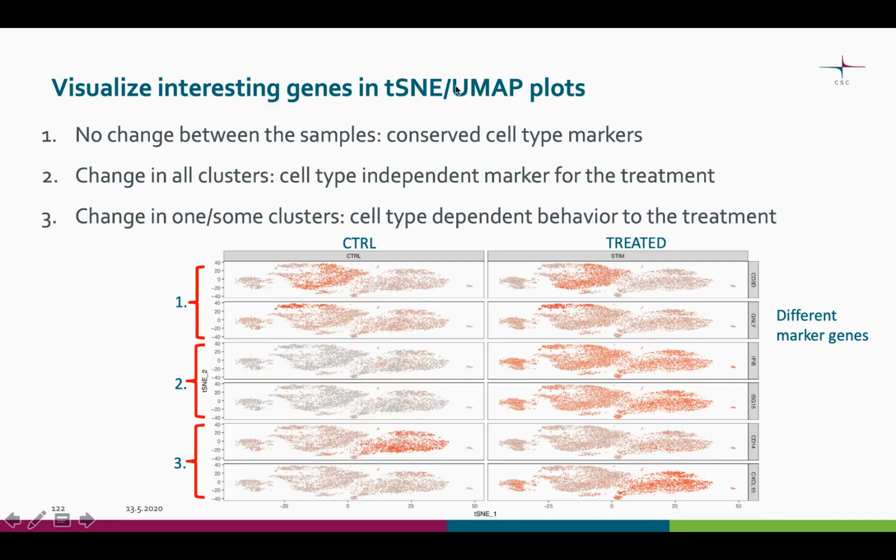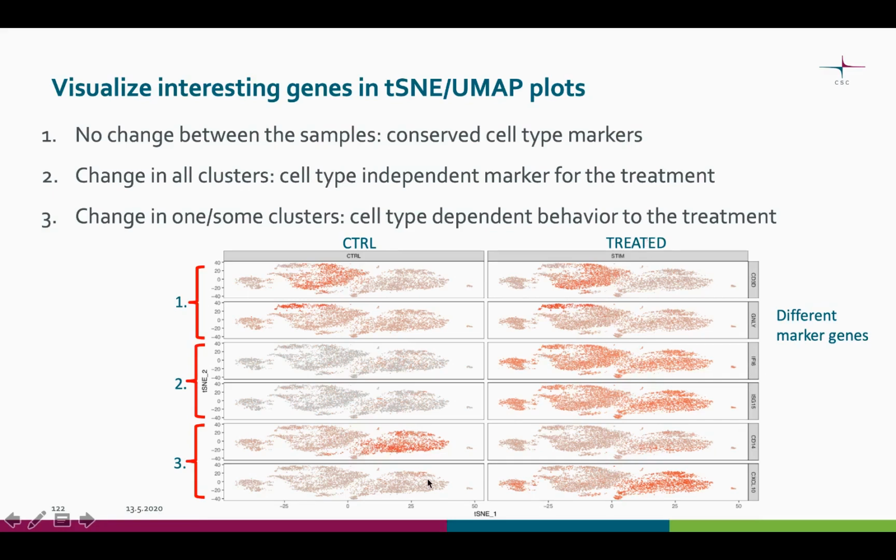We can also use the good old TSNE and UMAP plots to see the expression of the selected genes in different scenarios. In scenario number 1 here, there's very little difference between the samples. These 2 genes are thus conserved cell type markers. In scenario number 2, there's very little expression in control sample and lots of expression in the treated sample. So these 2 genes here are cell type independent markers for the treatment.